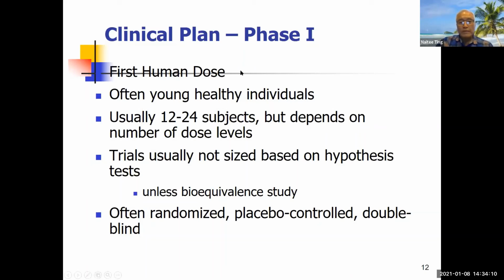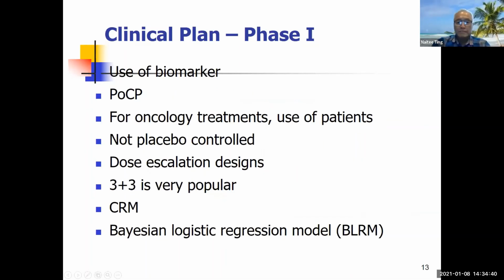So phase 1, that's the first time the test drug is exposed to human. You always have a first person testing the first human dose, and often young, healthy individuals. And sample size is not very large, and trials usually not sized based on hypothesis test. Well, we'll talk about bioequivalent studies in a separate lecture, all right? And randomized placebo-controlled double-blind. Now, phase 1, we usually use a biomarker, all right?